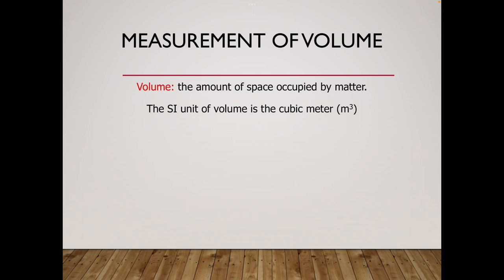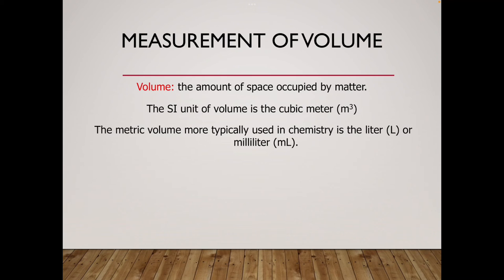A cubic meter is more what you would use to measure the size of your room, right? Maybe your bedroom or your kitchen or whatever it is. And so you might imagine that's not overly useful in chemistry. That unit is just too big for us to be using, because we usually do reactions on a much smaller scale. So the metric volume that we're using typically in chemistry is going to be liters.